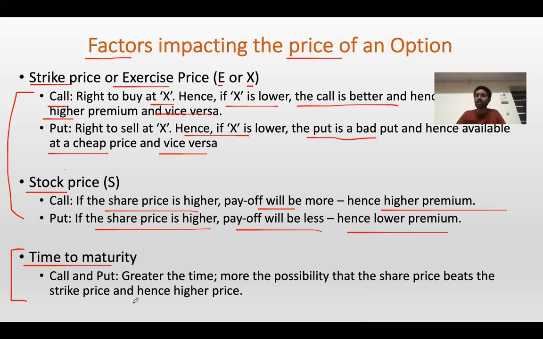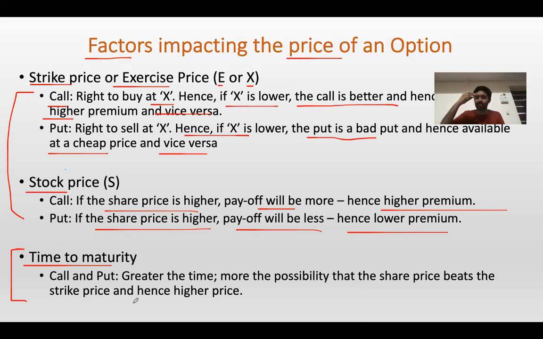And naturally, the reason is, if the option has a time to maturity of 1 day, the share price today, which is 100, will move by how much? Like maybe 10 rupees, 20 rupees. Let's say even if it increases by 100%, which is virtually impossible, it will go up from 100 to 200 and you will get a payoff of maximum 100.